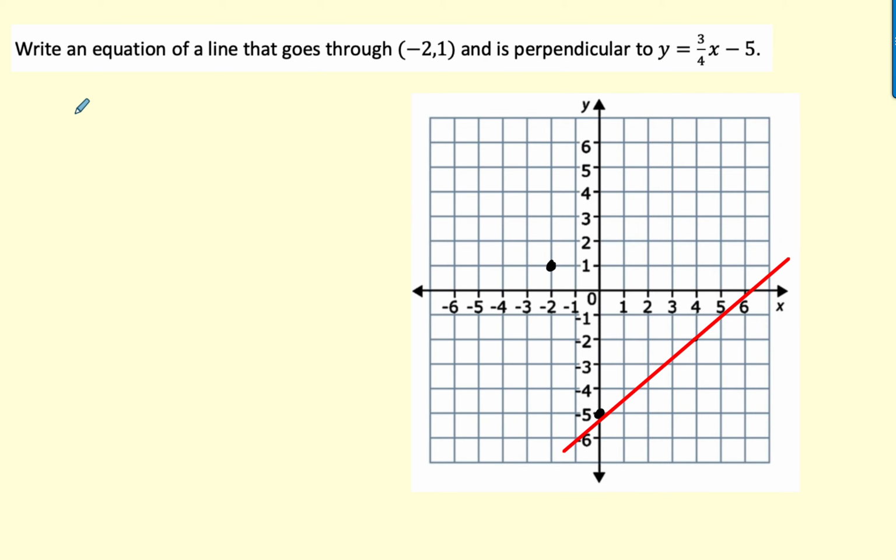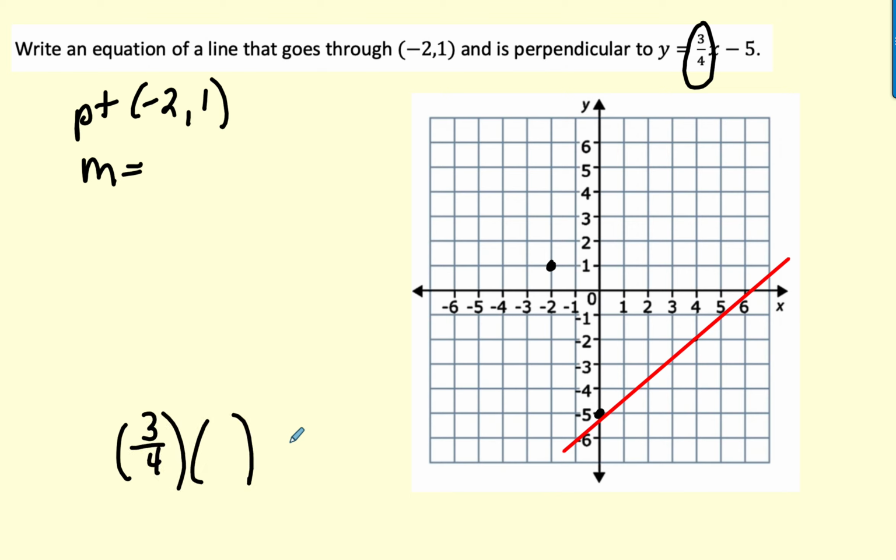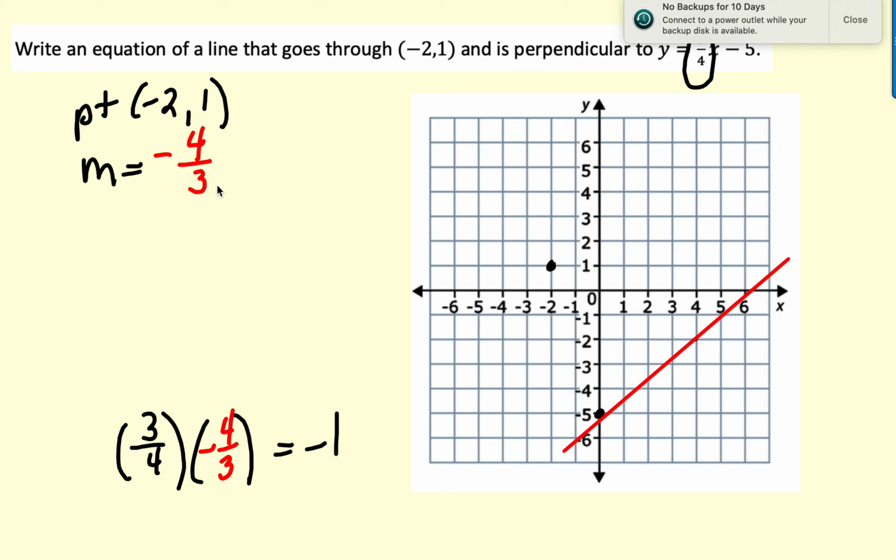All right, so we know our point. Our point is (-2, 1). And we don't want this slope. Remember, you have to think: 3/4 times what number is going to equal -1? The answer is -4/3. Some of us say opposite reciprocal. So this is the slope we want. Otherwise, it won't intersect the line.